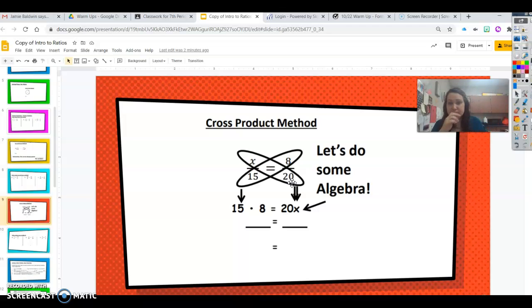So in cross products, I multiply across: 15 times 8, which gets me 120. I only know it that fast because I did it in class. And then x times 20, which gives me 20x. Now you guys already know at this point, it's a one-step equation, and you know how to solve that. So dividing by 20 would leave me with x by itself, and 120 divided by 20 would give me 6.